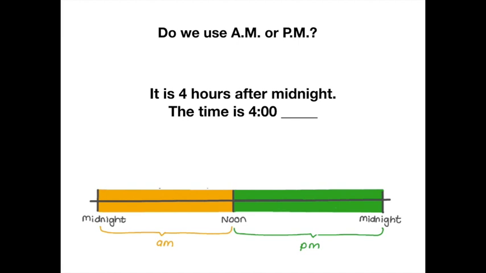Remember that midnight is when I'm normally sleeping. So if it's 4 hours after midnight, it is 4 o'clock AM, right? It is still in the morning. It has not become PM yet. If I said 4 hours after noon, that would be PM. But 4 hours after midnight is 4 o'clock AM. Let's try another one.